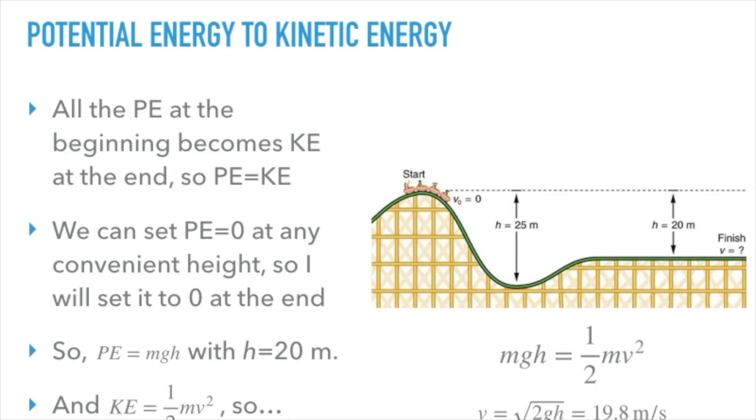We can set those equal to each other, and the good thing is that the mass is the same on both sides, so it's going to cancel out. I don't need to know the mass of the roller coaster to know the final velocity. So we cancel the mass, solve for v, which gives us the square root of 2gh, and that gives us a final velocity of 19.8 meters per second, or with sig figs, probably round that to 20.